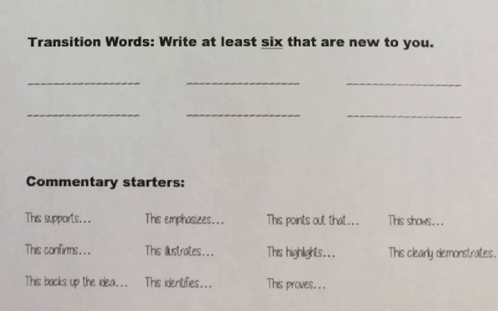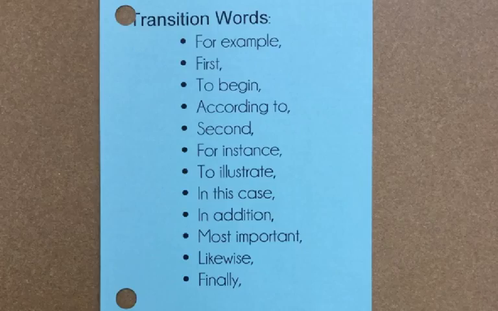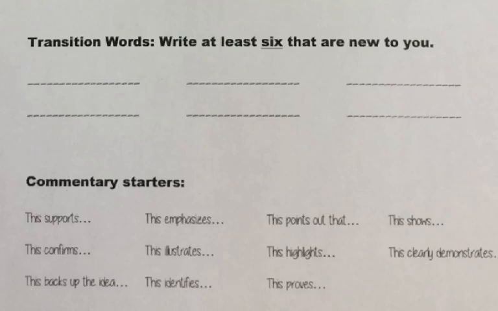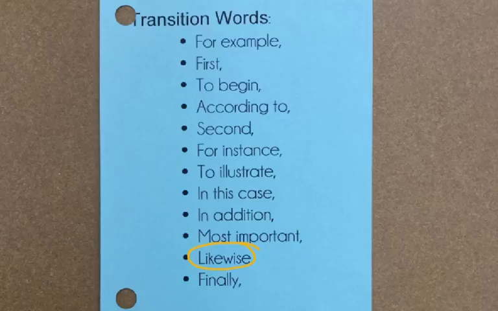Now I'd like you to go back to the first side of your notes, and I'd like you to choose at least 6 transitions from the blue paper that are new to you. So for example, you might not be familiar with likewise. If that's one that you don't know about and you've never used, maybe write it on your paper to remind yourself that at some time you would like to use this one. So right now you can pause the video and choose at least 6 transition words that are new to you, maybe that you've never used or you'd like to give a try.